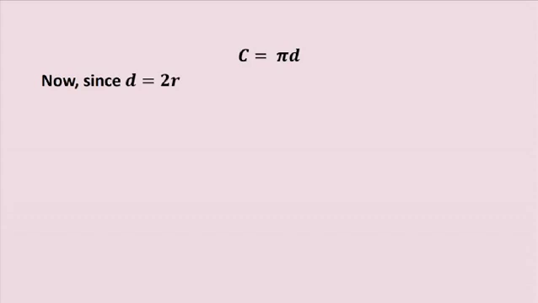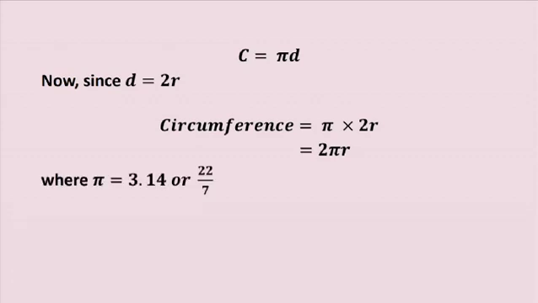Now, we had also learned earlier that d is 2 times the radius. So if I replace d by 2r, I shall have circumference equal to 2 pi r. I'm sure you will remember that pi is 22/7 or 3.14. Usually in the questions, you will be given the value of pi.